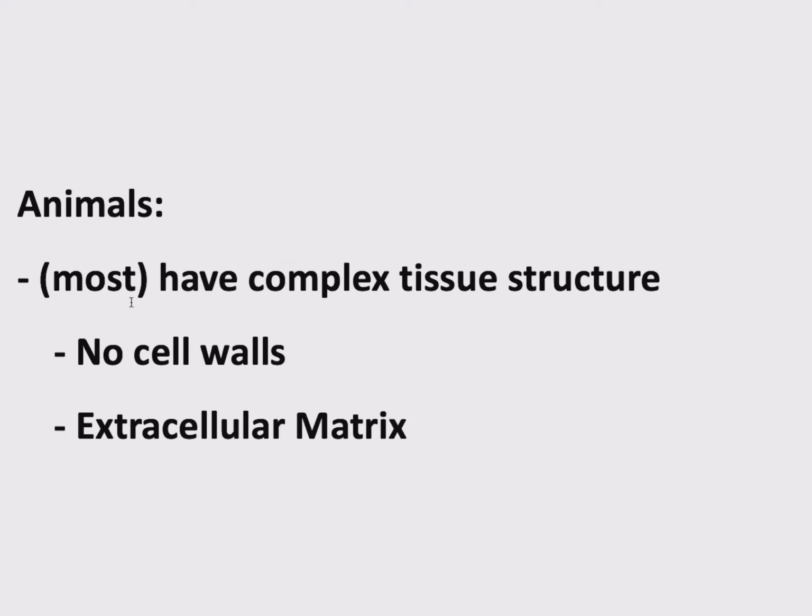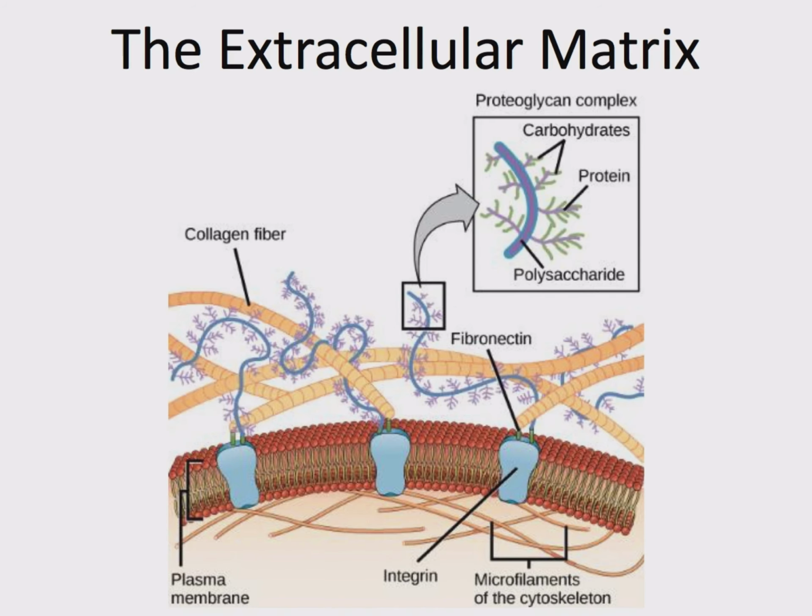Most animals have complex tissue structures. We'll see this play out when we look at the tissue structures of animals in the next chapter. Importantly, no cell walls, but an extracellular matrix. This might look familiar from BISC130. Fungi had chitin cell walls and plants had cellulose cell walls. Animals don't have any cell walls at all. We've got this extracellular matrix instead. It's a looser connection of proteins and carbohydrates instead of a thick, rigid wall.